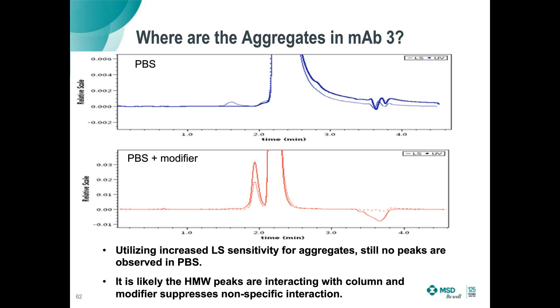So based on this, we were able to feel that the aggregates were stuck on the column and our modifiers were suppressing those non-specific interactions. I think this is one of the challenges Steve mentioned during his talk: the separation needs to be based solely on size, and we have to add modifiers to counteract those non-specific interactions.